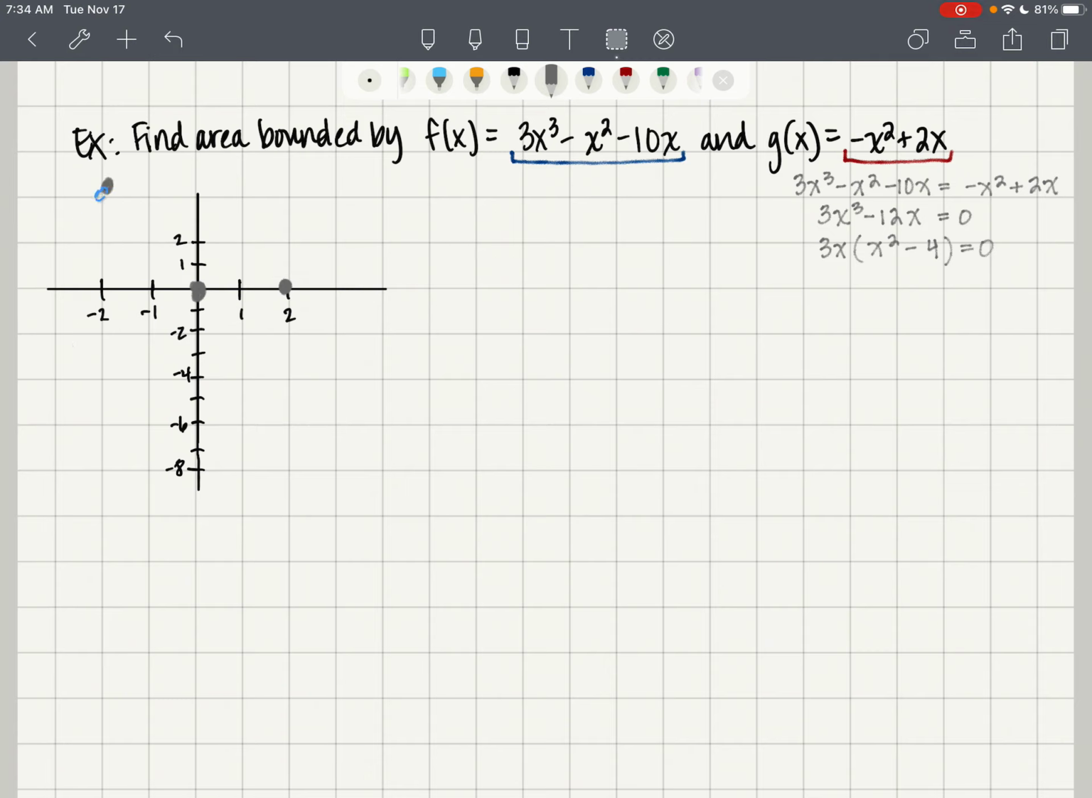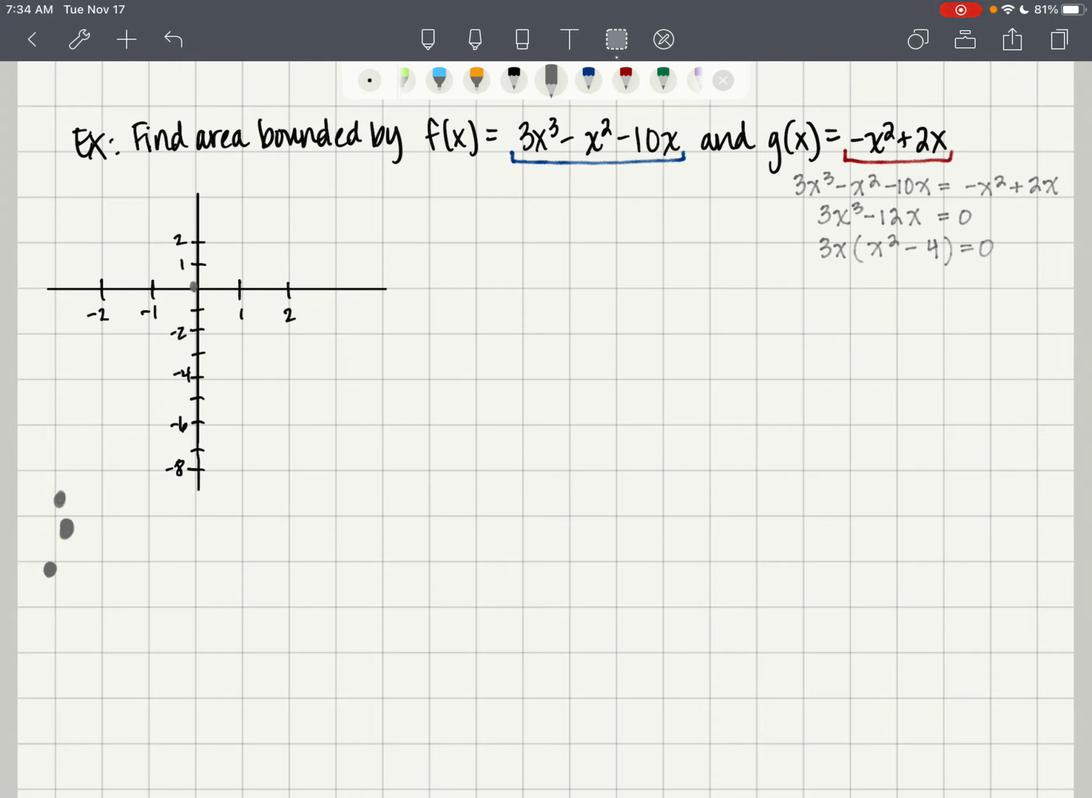So somewhere where x equals negative 2, these two graphs are going to intersect. Somewhere where x equals 0, and somewhere where x equals 2, these graphs are going to intersect.